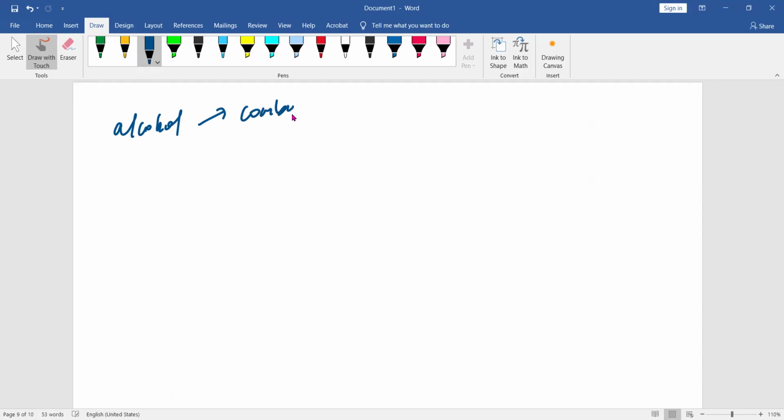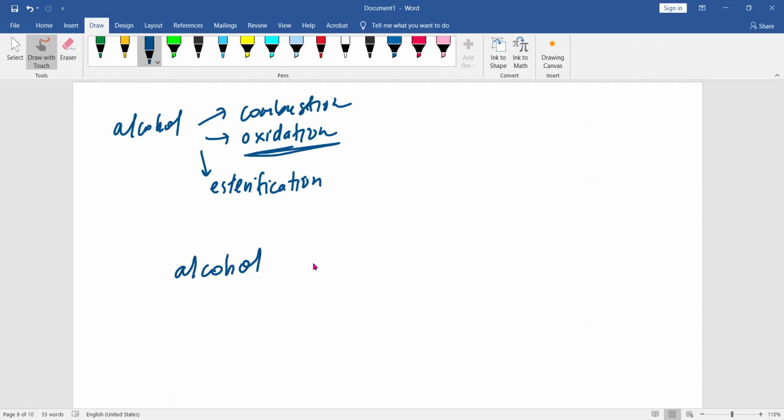Same thing. It can do oxidation. Okay, we're almost ending already. And finally, it can do something called esterification. But this one we will learn later, with carboxylic acid. Combustion is the same as just now. Oxidation is what we're going to focus on now. When you oxidize alcohol, what do you get? Carboxylic acid.